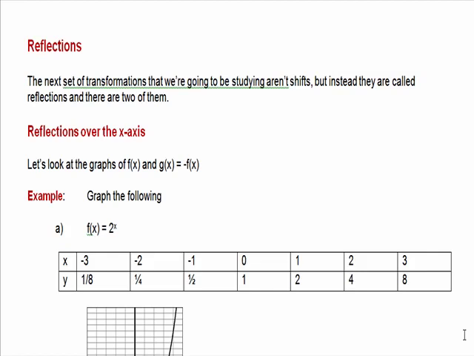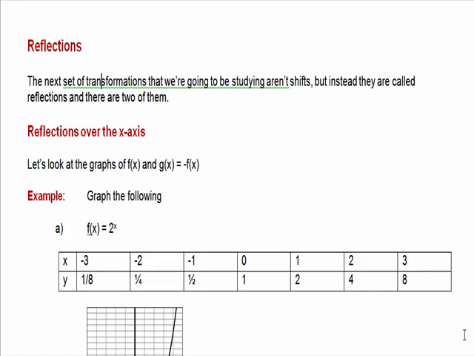Let's start off by talking a little bit about reflections. The next set of transformations we're going to be studying aren't shifts, but instead are called reflections, and there's two of them we're going to be concerned with. The first one is the easier one, the reflection over the x-axis.